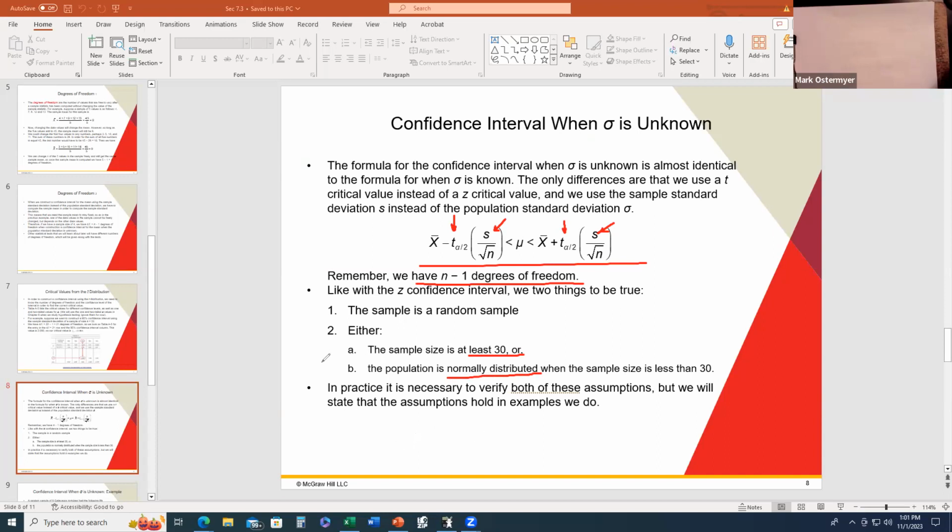Normally, we don't really get into the nitty-gritty of checking these assumptions, or verifying that they're true. Normally, our problems are designed so that we can basically assume that these requirements are satisfied. Okay, let's move on here.